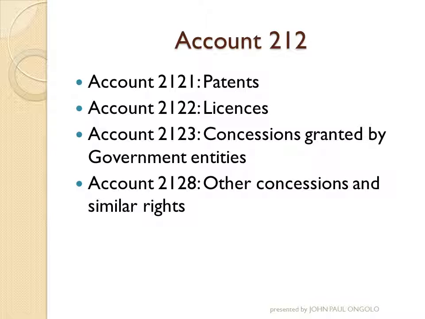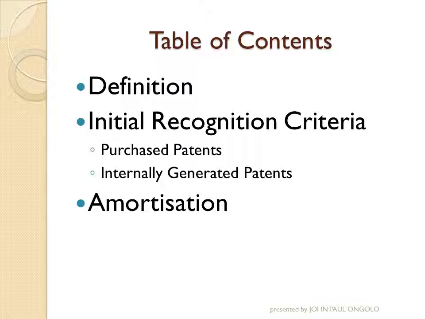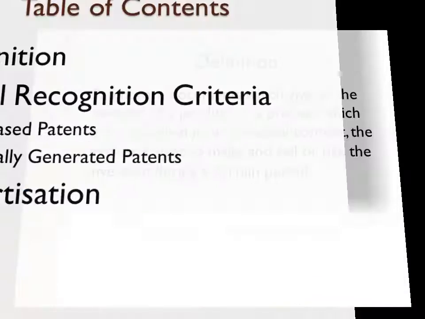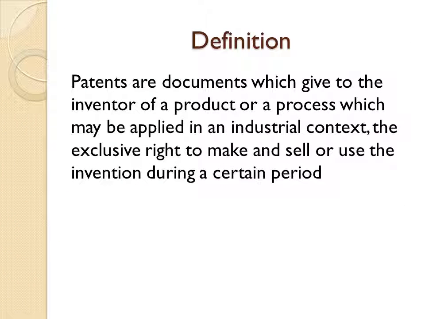So if you're okay with that, that was just to set the tone of the video presentation. Let us look at the table of contents then. This table of contents for this particular presentation will stress on the definition of patents, initial recognition criteria of patents. As we see there, we have two types of patents, and then how patents can be amortized.